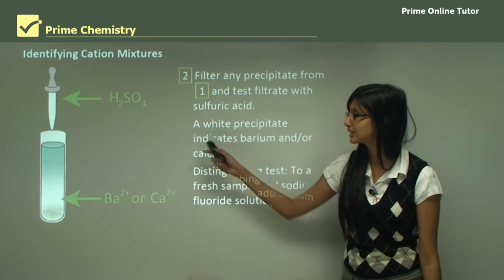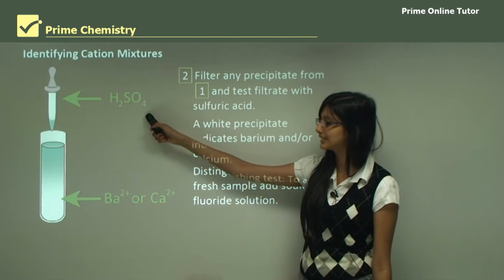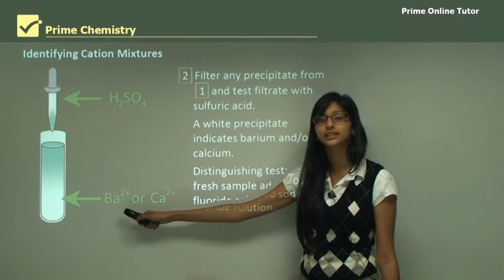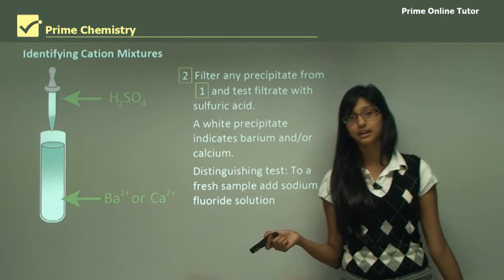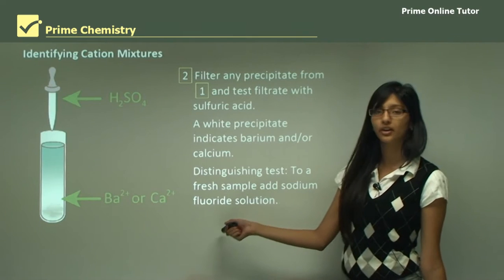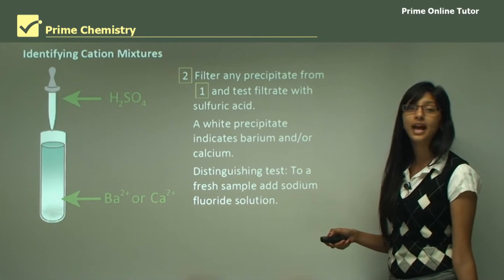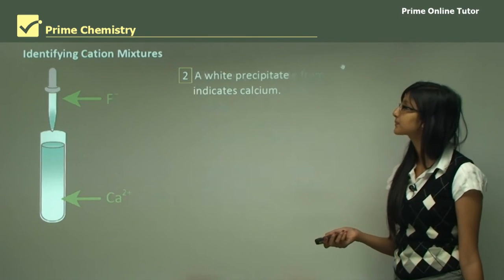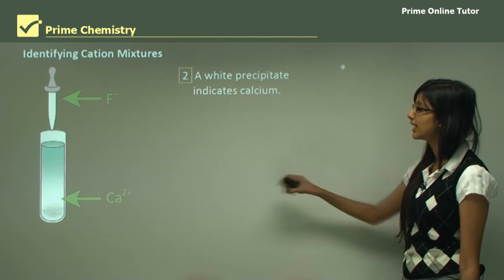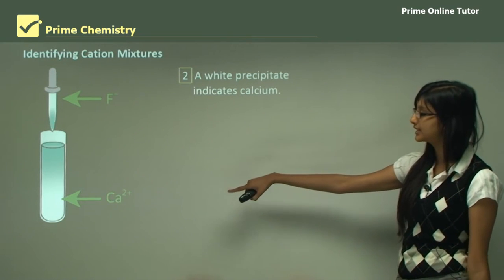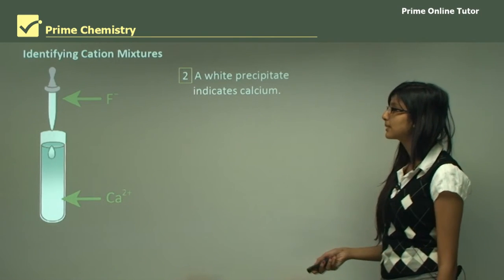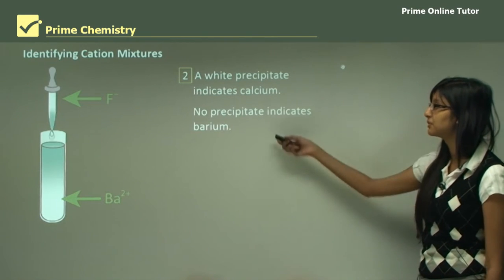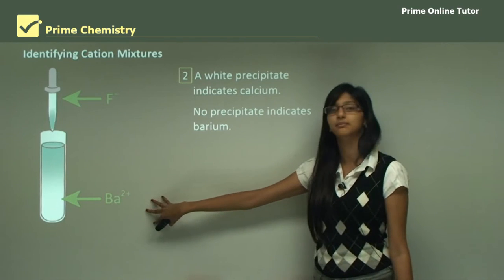So if you add sulfuric acid and a white precipitate forms, it's either of these two elements present, and to make sure which one of the two elements is present, you add sodium fluoride. Let's look at what happens if we add sodium fluoride. If we add sodium fluoride and a precipitate forms, as you can see in the animation, it indicates that calcium is present. And what happens if no precipitate forms? If no precipitate forms, it indicates barium is present.